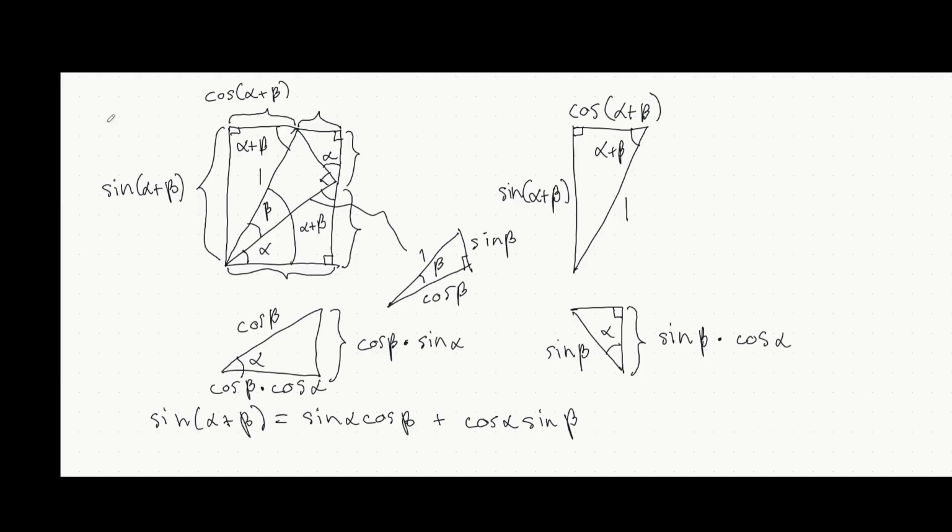And then the top side for this triangle in the upper right, that's going to be the opposite component of alpha. So that's going to be the hypotenuse, sine beta, times sine of alpha.